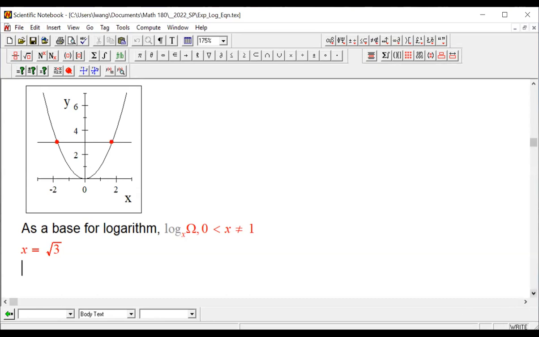Let's look at another example. Example number 3. In this example, we have log base 2 of negative 5. Wait, I made a mistake. I need to change that. It should be log base 2 of x equals negative 5. Hold on a second. I need to change that typo. Something was missing in my typing.